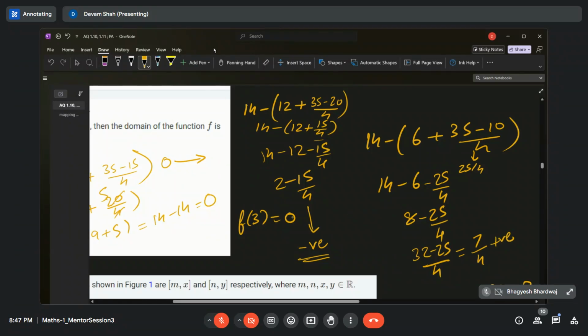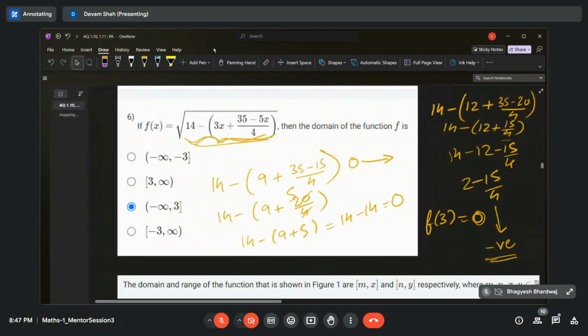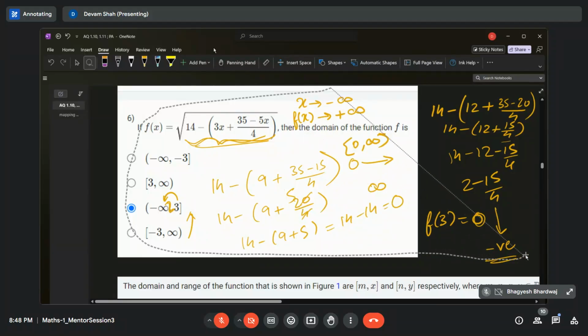So from 0, it came to 7 by 4 as we moved from 3 to 2 in between. So the value is increasing. So at minus infinity, it will go to plus infinity, f of x. That is, x goes to minus infinity, then f of x will go to plus infinity. So the range is 0 comma infinity. Hopefully now you got how to find the range.